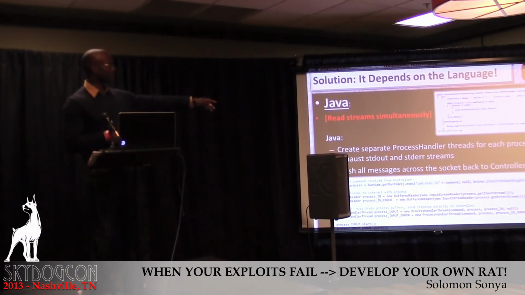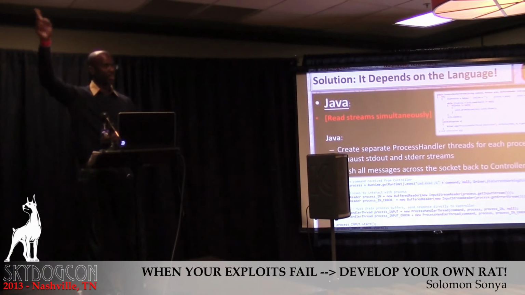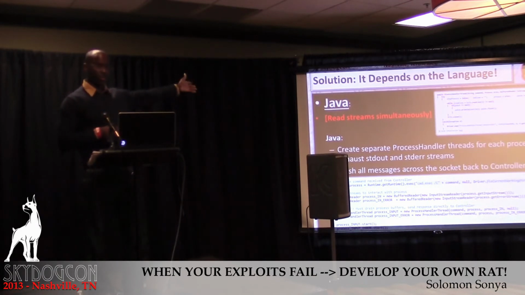Here's the first thing that we start out with. Whenever I want to receive any information across your standard error or any information across your standard out, I simply instantiate two different process worker threads. One thread is going to read your standard out, another thread reads your standard error. Whenever I receive any information across either of those streams, I'm simply going to buffer it across the socket and send it over to the controller.